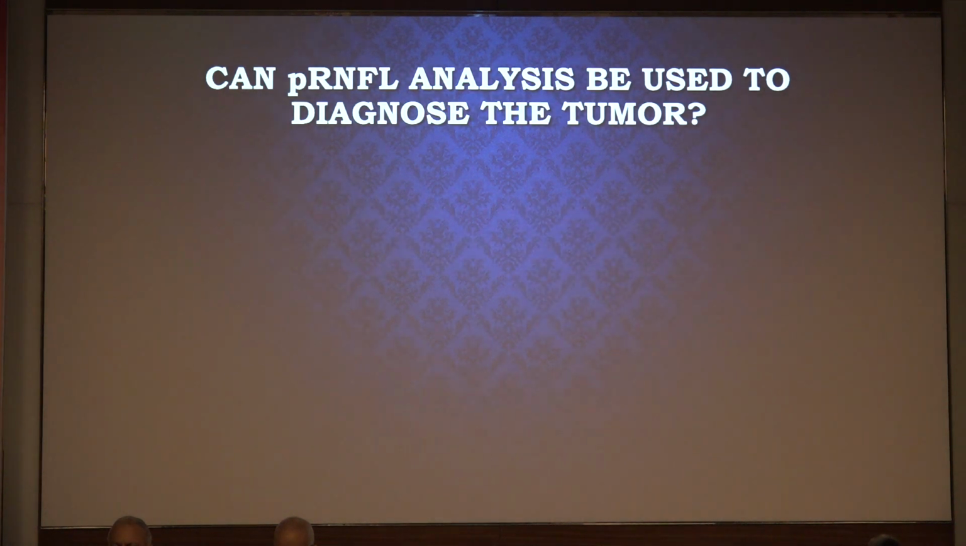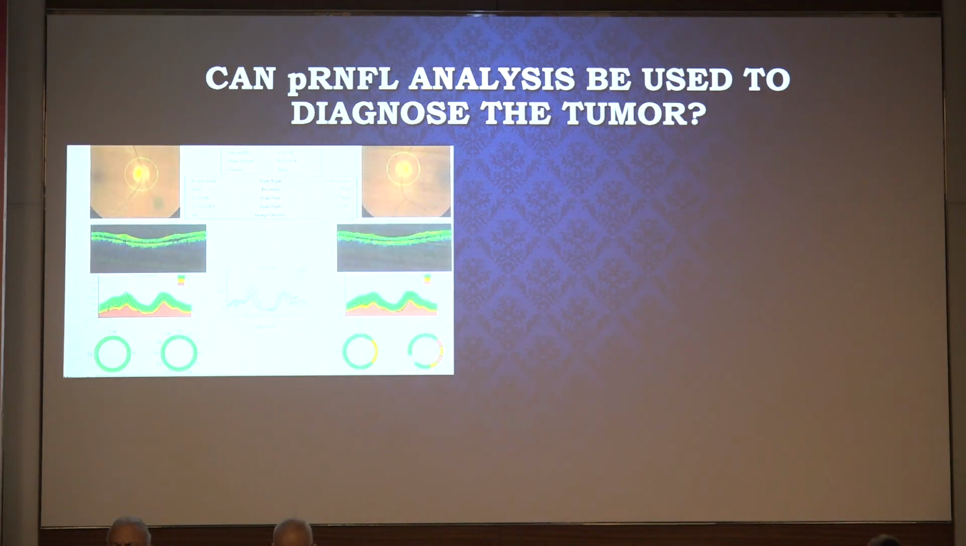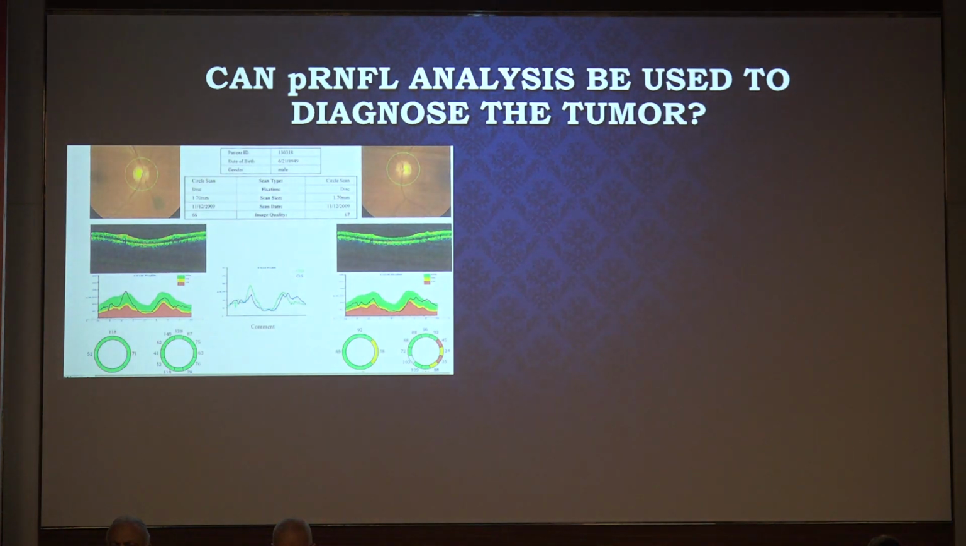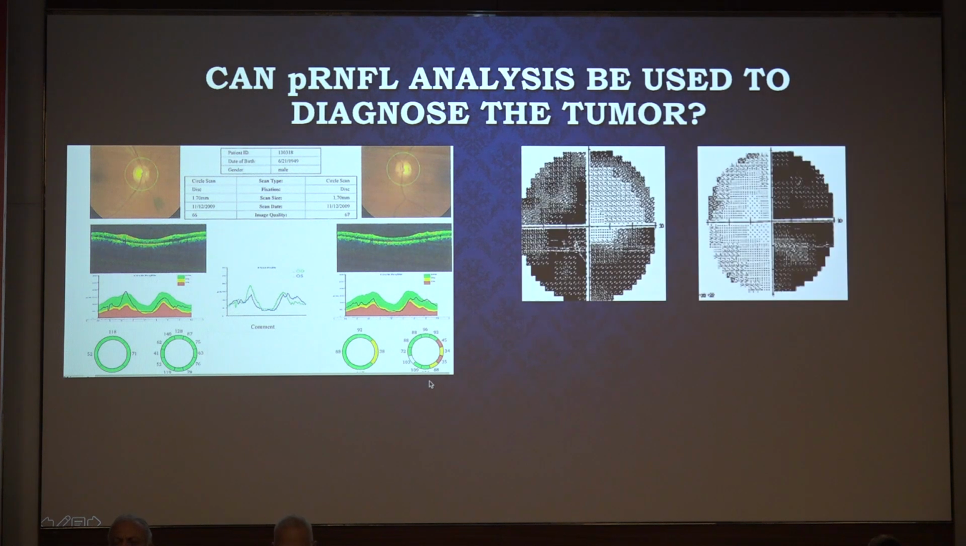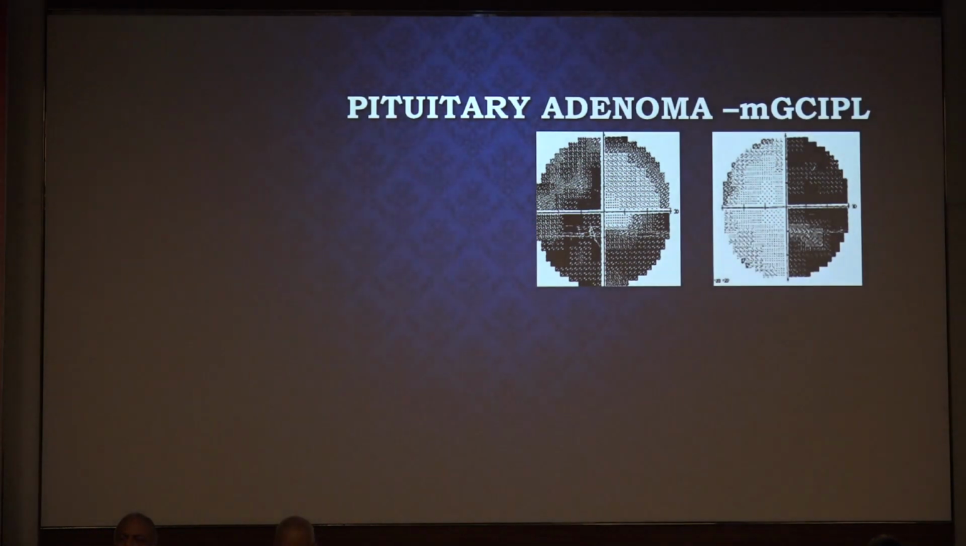Now, can we use RNFL thickness to diagnose a patient with a sellar mass? Let's see. Now, this patient has a sellar mass, and I'm seeing that in the right eye, the RNFL thickness is normal. In the left eye, there is a few clock hours of thinning. But look at the visual fields. It's giving me much more information. I'd rather use visual fields to diagnose, okay? That's what the papers say.